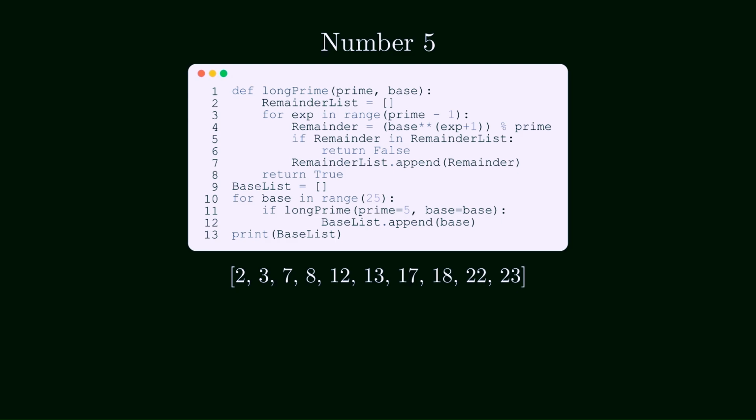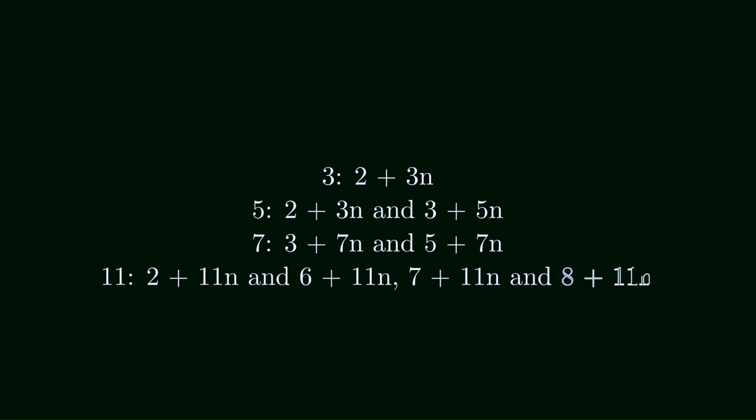In fact, if we were to keep testing, this pattern doesn't stop, and thus it seems like the bases that 5 will be long prime in are 2 plus 5n and 3 plus 5n, where n is any natural number. And this isn't unique to 5. Here are the bases that other prime numbers are long prime in. They all seem to have a predictable pattern. It seems like if a prime number is long prime in a base, then if we were to add that prime number to the base, it will still be a long prime. But why is that the case?